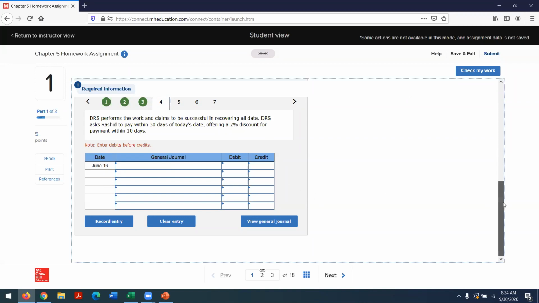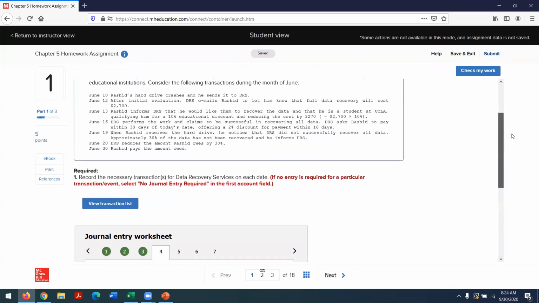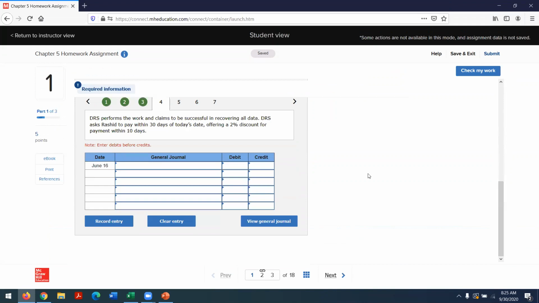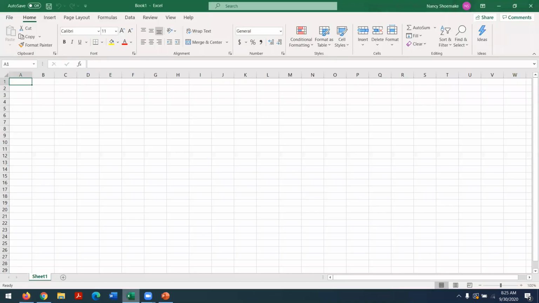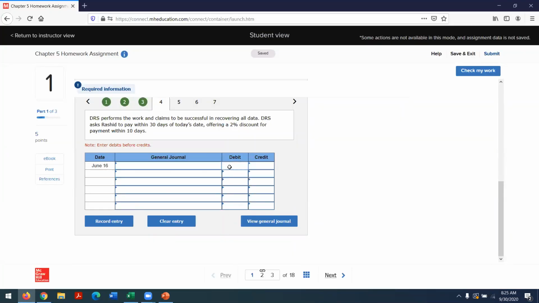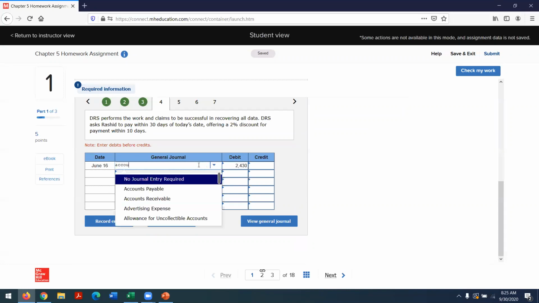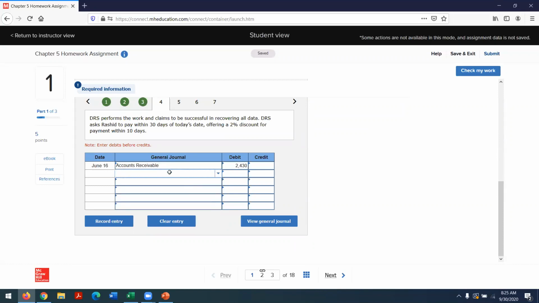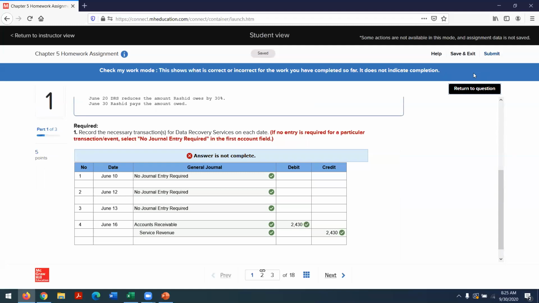So we're going to show, they said it was $2,700, right? And they were getting a 10% discount. So 2,700 minus 270 is, someone smart help me, $2,430. So, what are we going to debit? Accounts receivable. And service revenue is the credit. How many agree? Awesome. Okay.